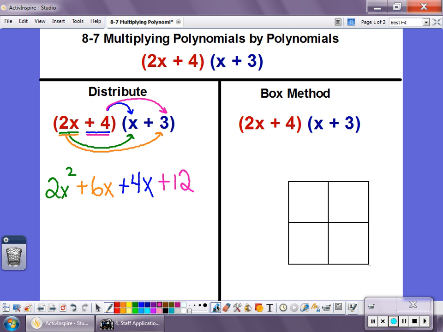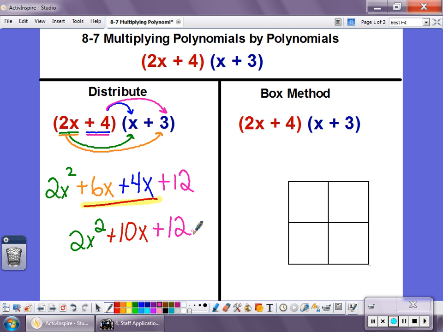Now, it's really important when you're doing these kinds of problems that you look and see if you have any exponents and variables that are the same. We call those like terms. And if you do, then you can combine them together. So I have one x squared term, so there's nothing to combine with 2x squared, but I notice that I have 6x plus 4x, which will give me 10x, and then finally a plus 12 on the end.